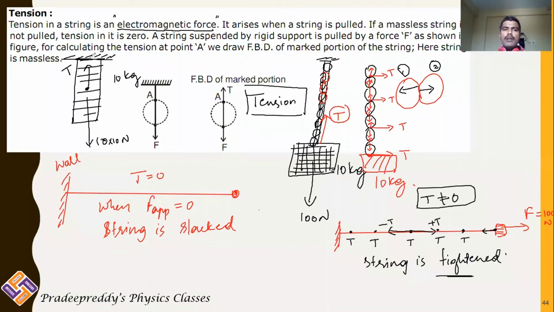Therefore, when you are dealing with such massive rods which have mass, in such cases, even though there is no attachment of any mass at the edge of the rod, there will be tension arising in the rod because of its own mass, right? So this is about tension. Now we will be solving a few examples concerned with tension in the strings.